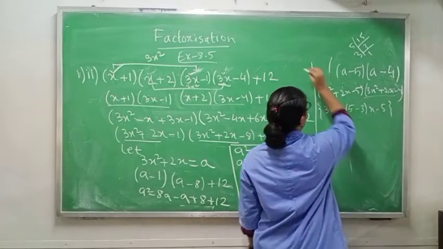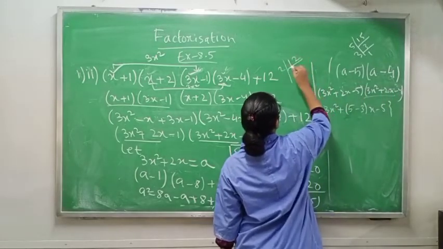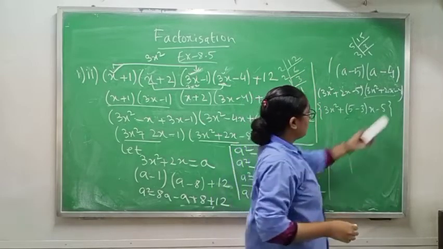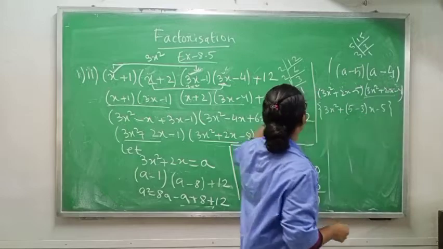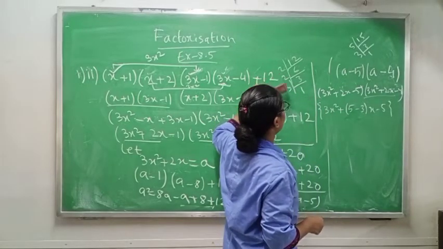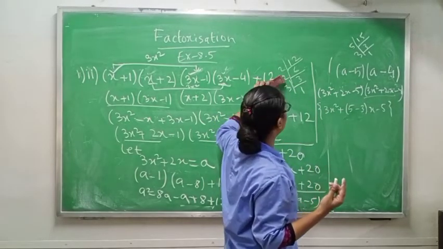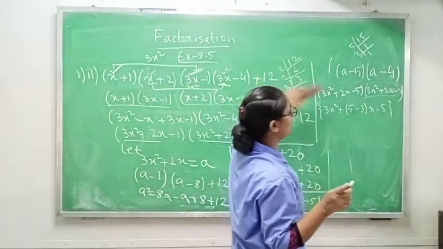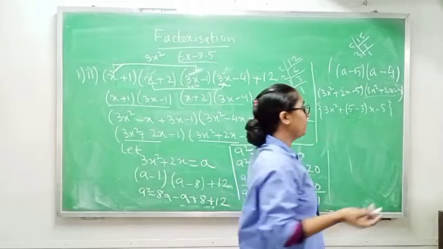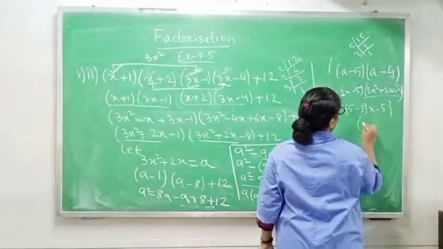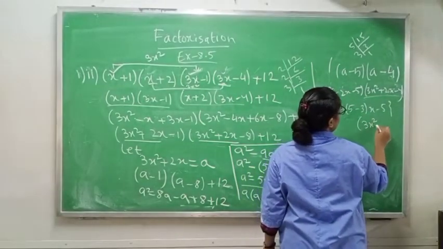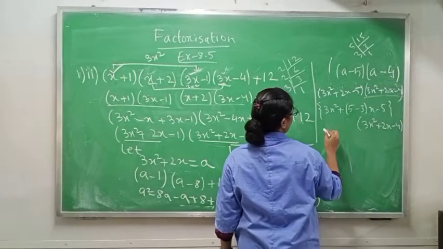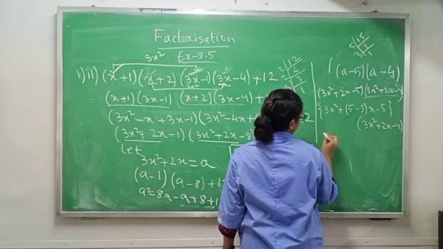4 3s are 12. If you take the LCM of 12, 2 6s are 12, 2 3s are 6, 3 1s are 3. After subtraction, you need 2. 2 2s are 4. 4 minus 3, it will not come. 3 2s are 6. 6 minus 2 will give you 4. But we need 2. So it will not come. So we have to write this one as it is, because the middle term of 3x square plus 2x minus 4 is not possible. Only the first one's middle term is possible.